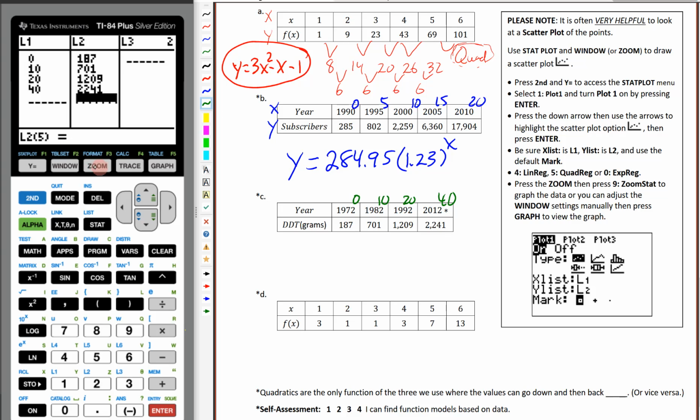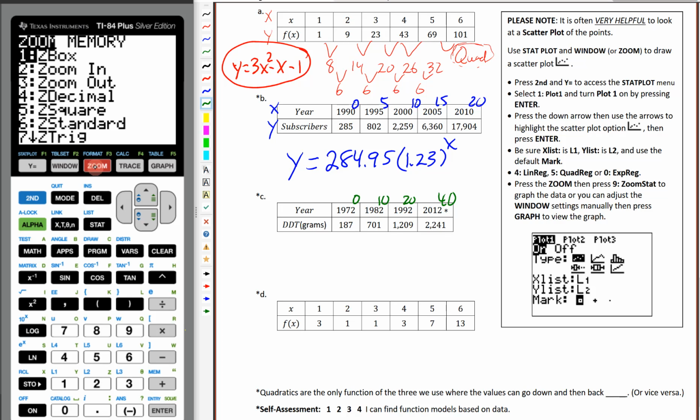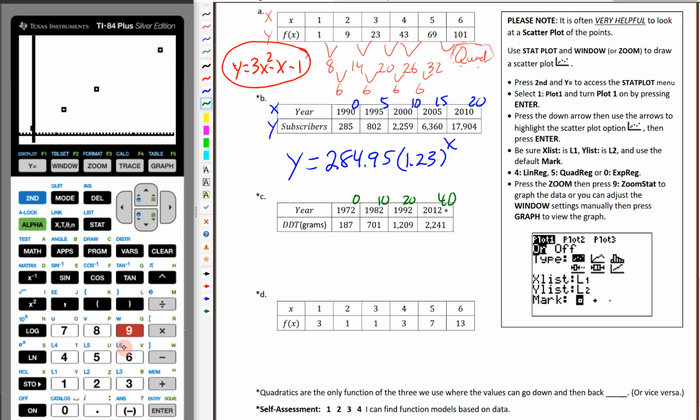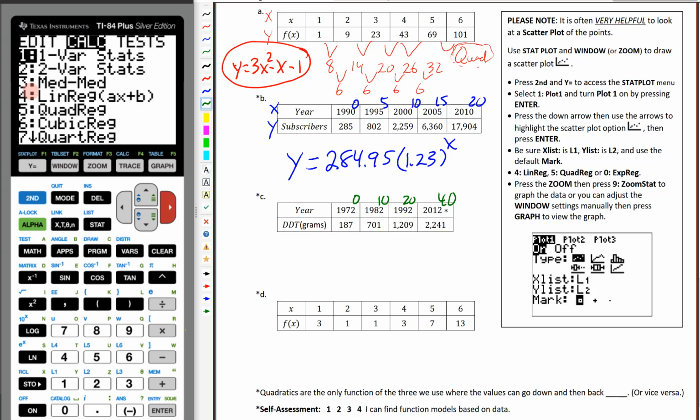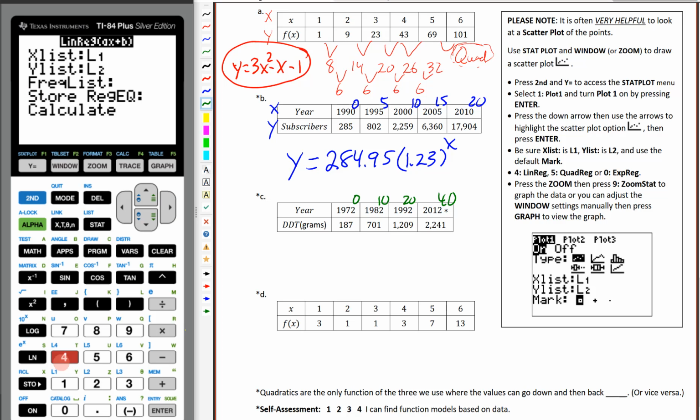Again, the cool thing about this is once you set up the stat plot, we're all ready to go. So we hit zoom and 9 and take a look at that. There's the first one, and that looks pretty darn linear. So we're going to go with a linear model on this one. So we're going to hit Stat, Calculate. We're going to do a linear regression. That's number 4. So I'm just going to hit number 4.